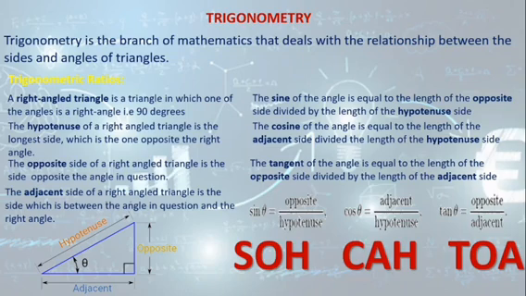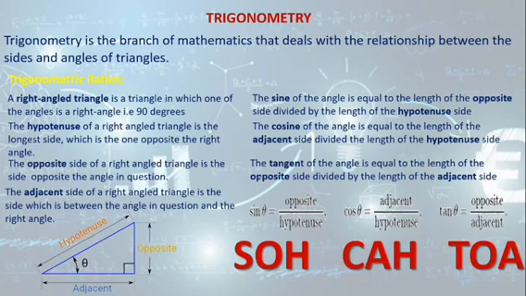Then you have the cosine of an angle is equal to the adjacent side divided by the hypotenuse side. That's what forms the CAH. And then the tangent of an angle is equal to the opposite side divided by the adjacent side, and that's what forms the TOA. So if you remember that, it will help you to use the trigonometric ratios correctly whenever you are required to use them.